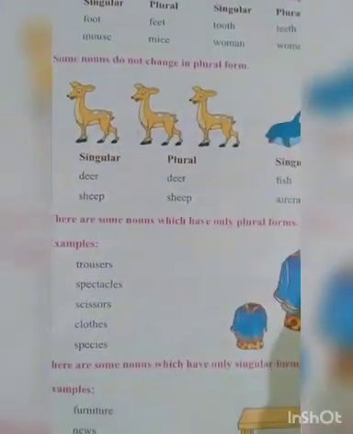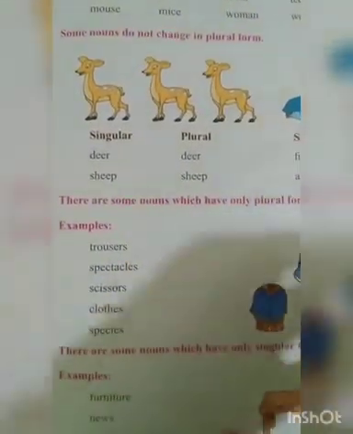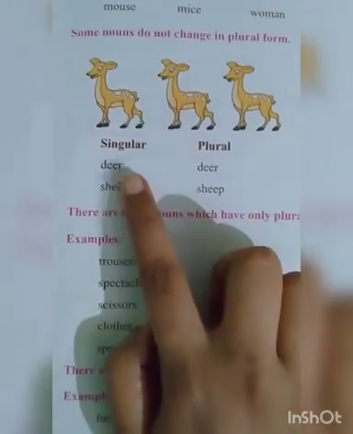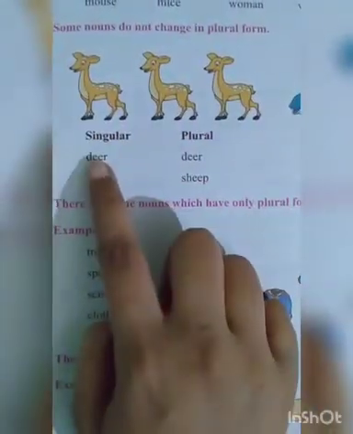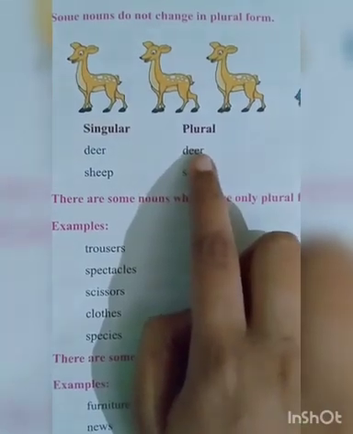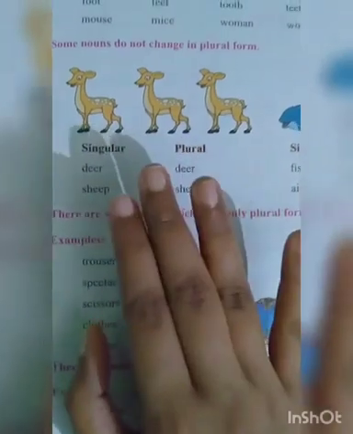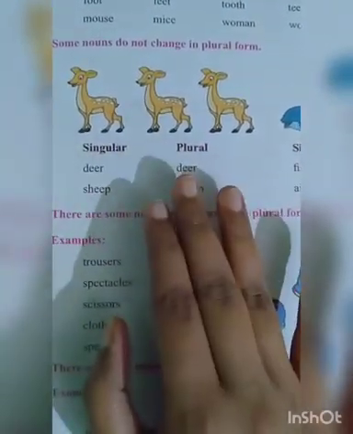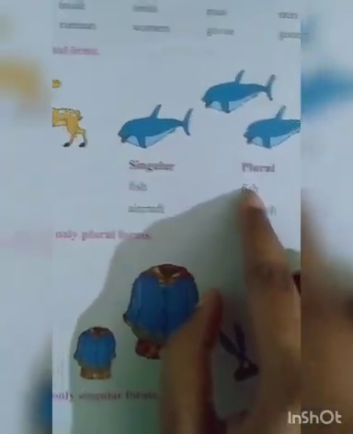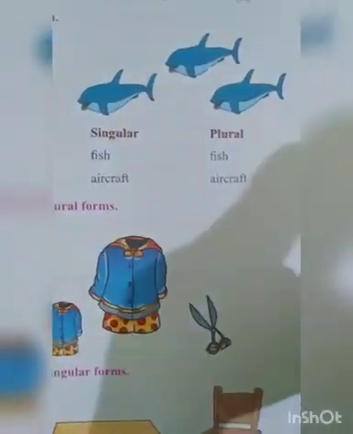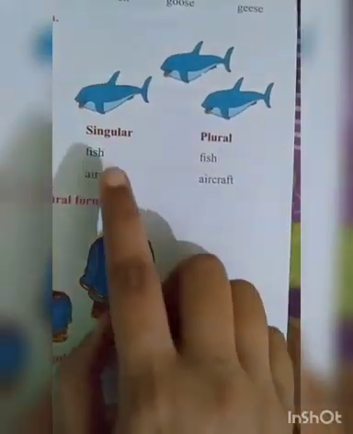Now see, some nouns do not change in plural form. There are some words that do not change in the plural form; they remain as they are. For example, see deer. These are the deer, right? So deer, deer. Here we will not put S or IES. These are words which don't change in the plural form. Ship, ship. Fish, fish. We will not put fishes in plural form; we will put only fish. Aircraft, aircraft. Okay, children, got it?